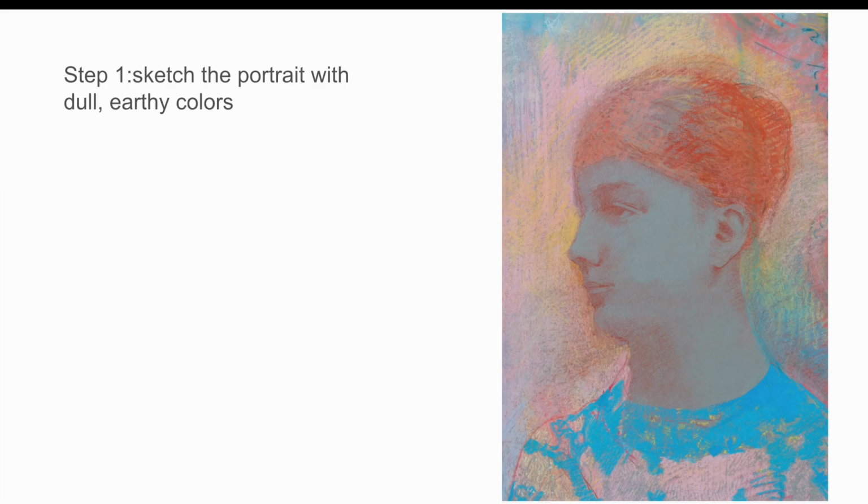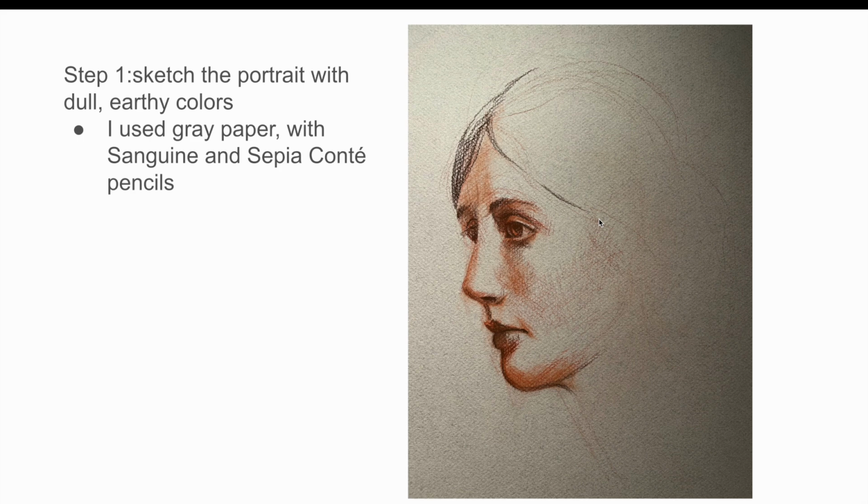All right, so the first step is to sketch the portrait with dull, earthy type colors. Now I say earthy, this is a red, this is pretty bright, but here was my first step of doing this. All right, so I used a piece of gray paper, and I used Conte pencils in the color of sanguine and sepia. Now I'm going to talk about this in my demo. I feel like I maybe went into autopilot as an oil painter by trade, and maybe put a little bit too much darkness on here and too much kind of detail.